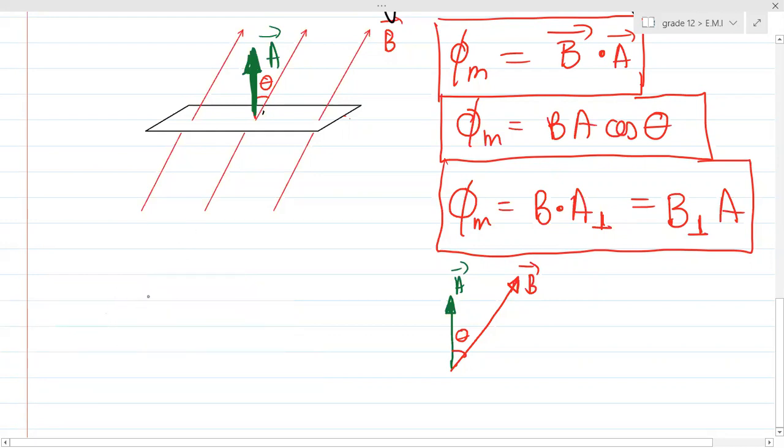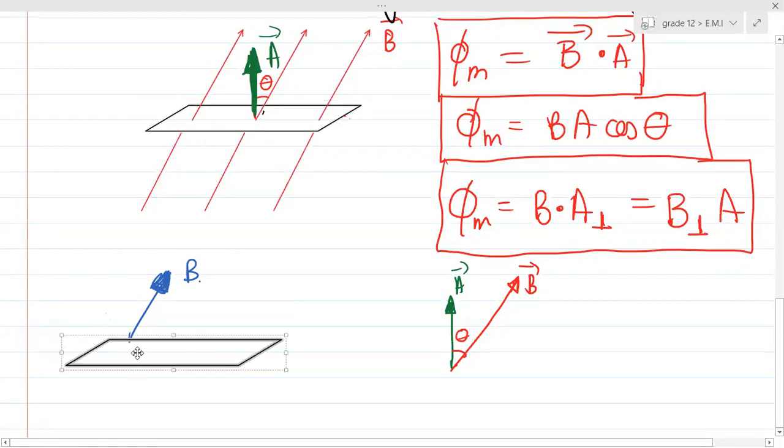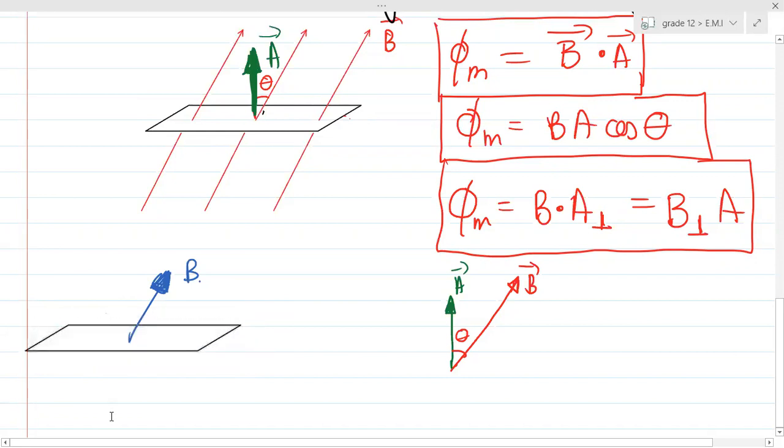So if this was the magnetic field and this was the area vector, you see the area vector initially was something like this. Like this, yes or no? So that the area vector was going upwards, right? So here, can you see over here?